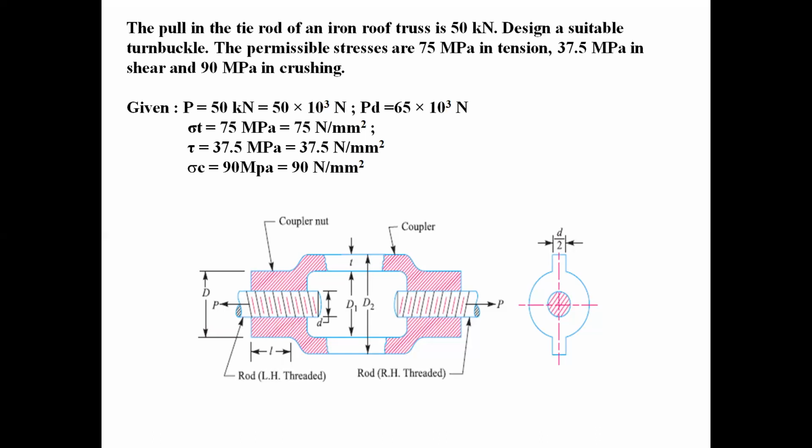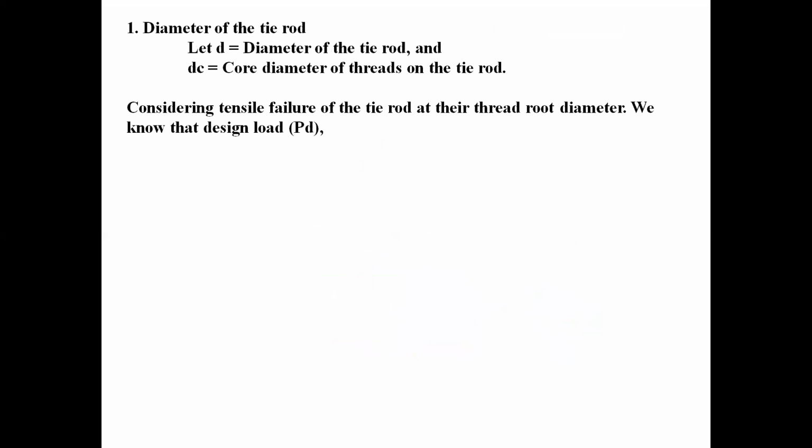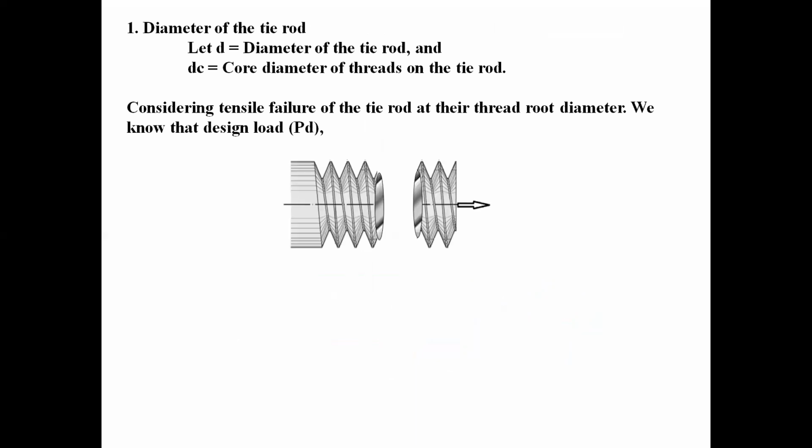So we'll start with the diameter of the tie rod. Here d is the diameter of the tie rod, meaning the outer diameter. There is a core diameter of the thread which we consider as DC. The picture we have here shows that the core diameter is the weakest portion. So when the tensile load of 65 kilonewton, which considers torsional as well as tension, is applied on this, the weakest portion is DC. It is going to cut down. So the failure is a tensile failure.